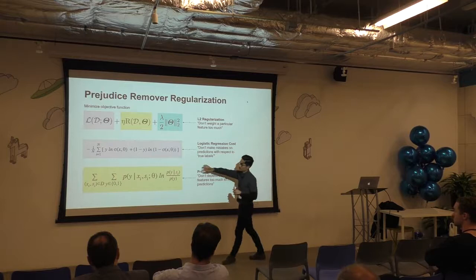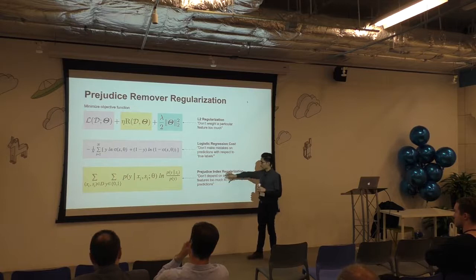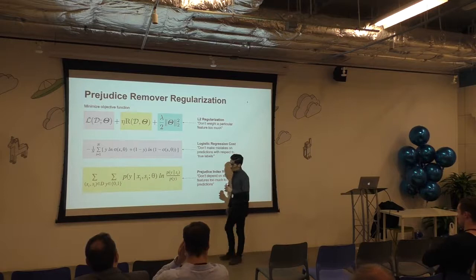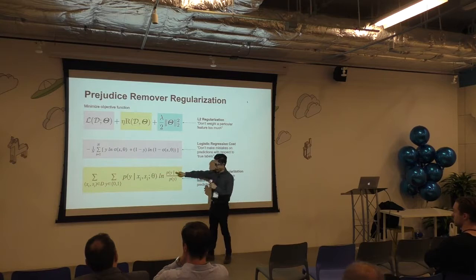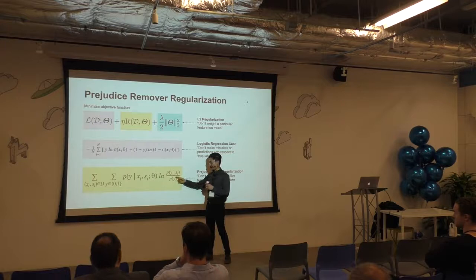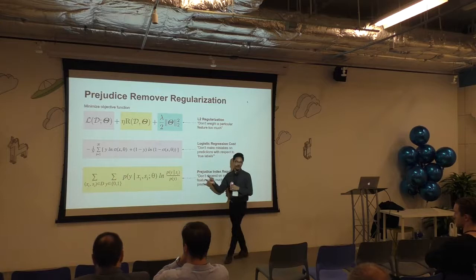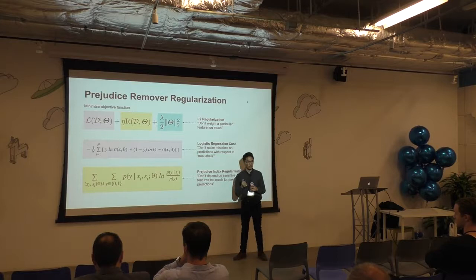And then finally, you have this prejudice index regularization term. And this equation actually is otherwise known as mutual information in information theory. But basically, if you just concentrate on this quotient, you're saying, what is my prediction given a particular protected class over your predictions in general? So this should be one if your prediction and the socially sensitive attribute are conditionally independent. So this is saying don't depend on sensitive features too much to make predictions.